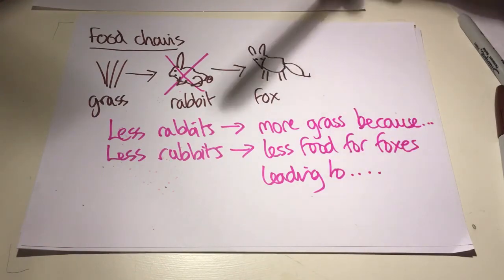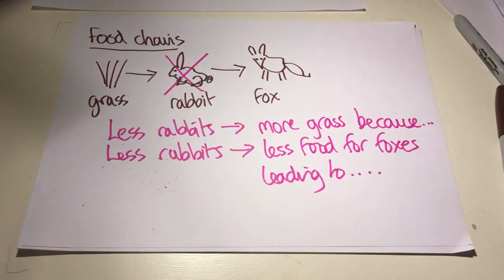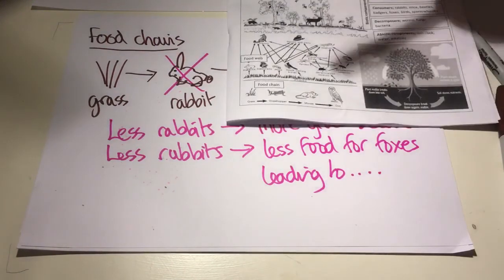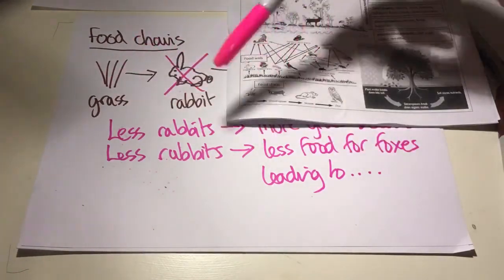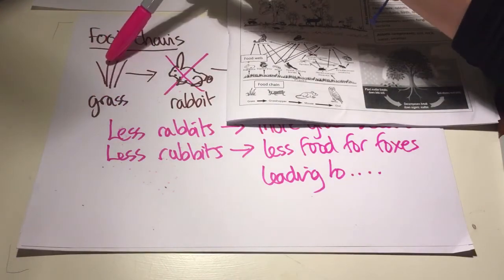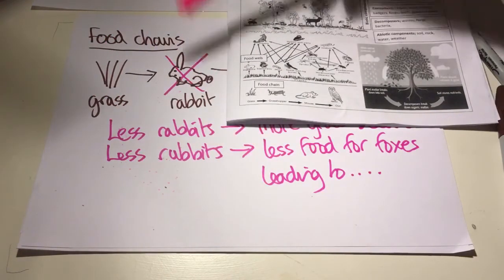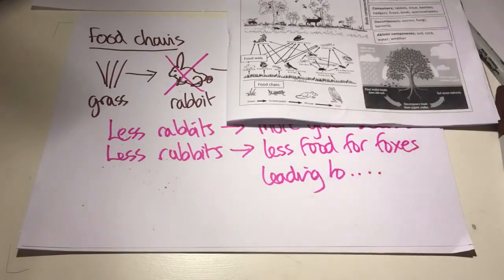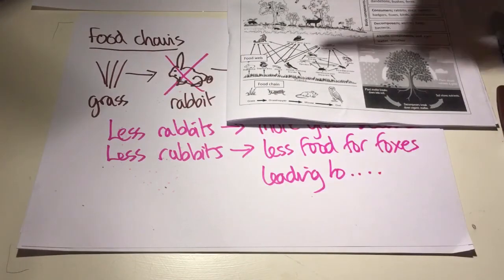You can then become more sophisticated and think about other impacts on a more sophisticated food web, as we see here. So other animals may therefore have more food who also rely on the grass, and that may mean that if you've got less rabbits, maybe you'll have more mice or something that eats the grass. So have a think about that.